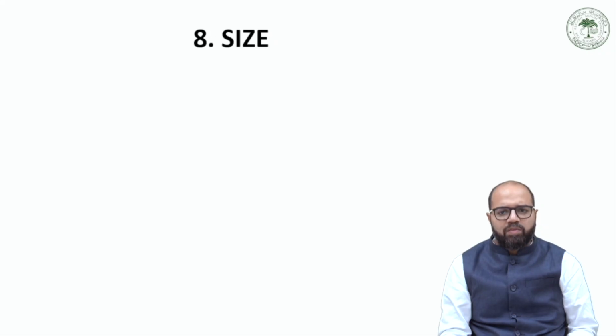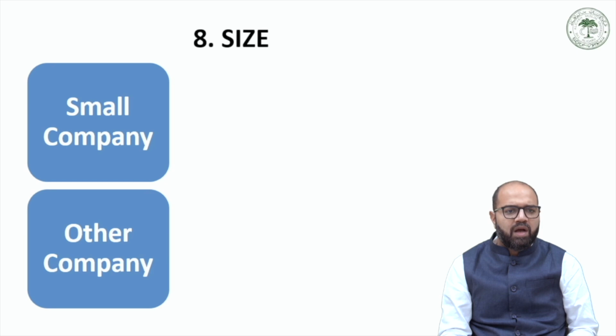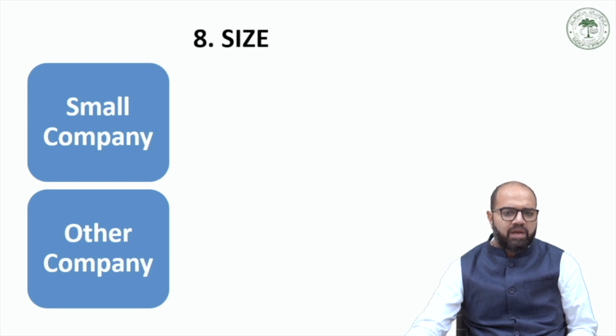Now let us move on to the classification of a company based on size. This is the 8th classification that we are taking up. In this category, we have two companies, namely a small company and other company. Other company essentially means a company other than a small company.